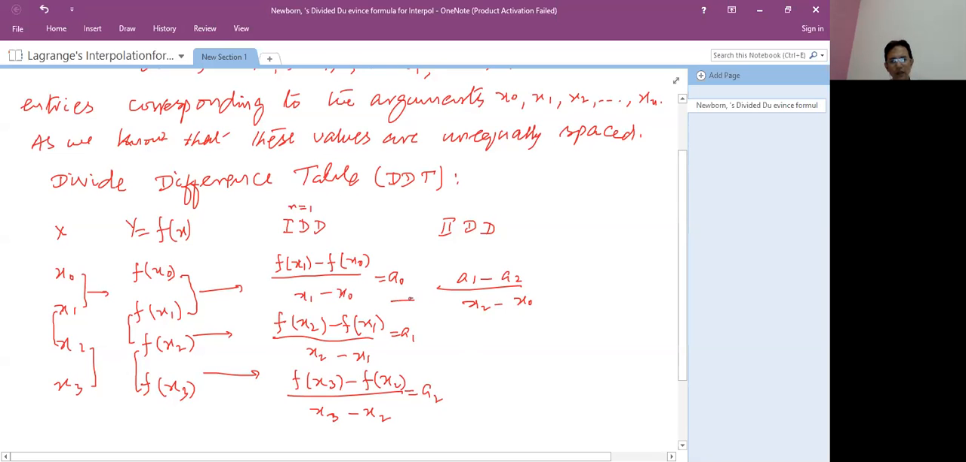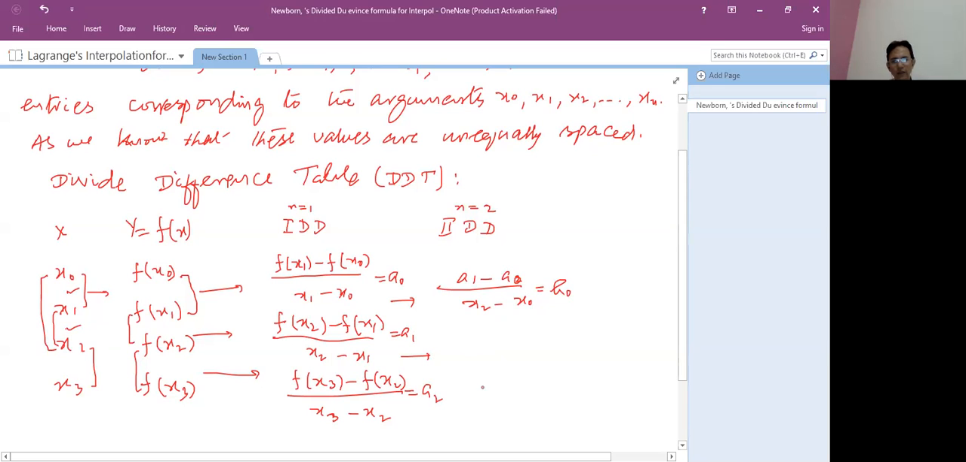Now for the second DD, student, when we consider n equal to 2, the first one is a1 minus a0 divided by x2 minus x0. Here x2 minus x0 covers two intervals, n equal to 1 and n equal to 2. So there are two intervals. We write the name b0.